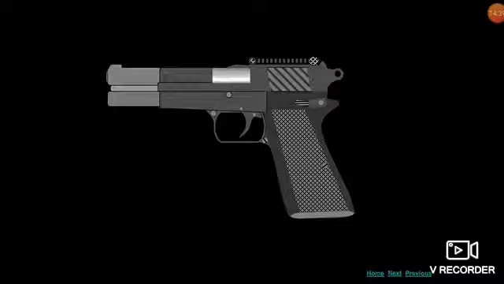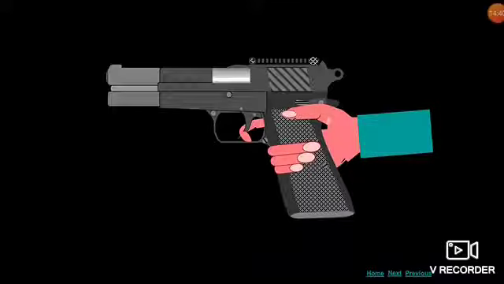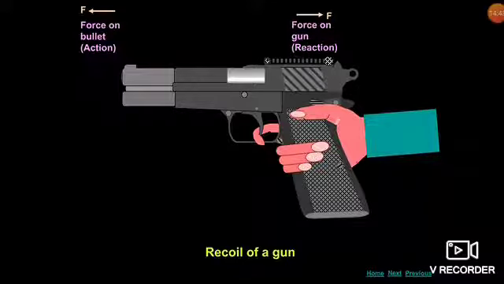Now similarly you can see one ball, and one ball is going to hit the wall. Whatever force was applied by the ball on the wall is the action, and the force applied by the wall on the ball is the reaction. They will be the same but in opposite directions. Similarly, if you fire a bullet with the help of a gun, the force on the bullet is the action and the force on the gun is the reaction. This is known as recoil of a gun.